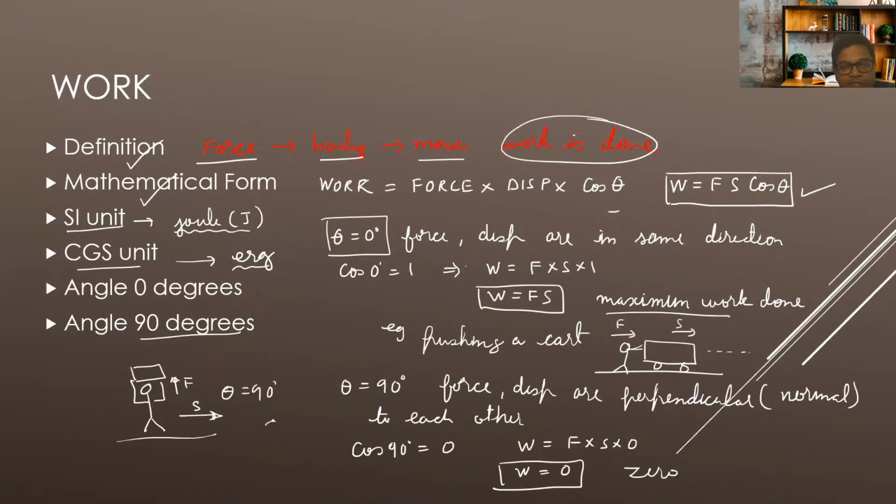The same thing happens if a person, like a waiter, is carrying a tray in his hand. He applies the force to balance the tray upward while he moves sideways. So the angle is 90 degree, work done is 0.